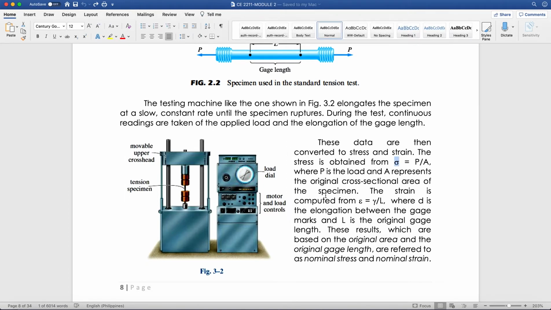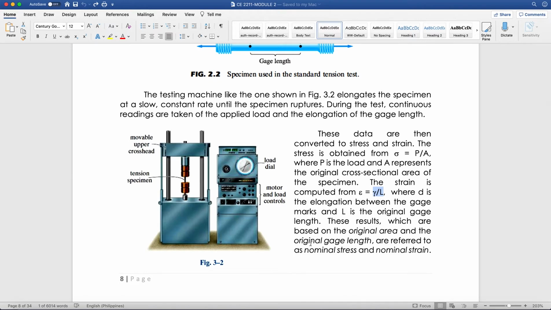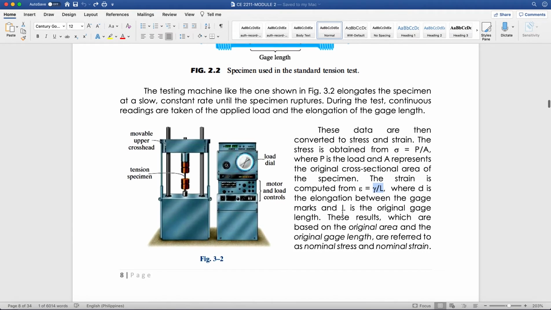Okay? So, the strain is computed from the deformation divided by the total length, where D is the elongation between the gauge mark. So, lalagyan natin ng mark yung ating bars. Then, from there, we are going to determine the elongation divided by the original length. So, from there, we can now determine our strain. Okay? The results, which are based on the original area and the original gauge length, are referred to as the nominal stress or the nominal strain.